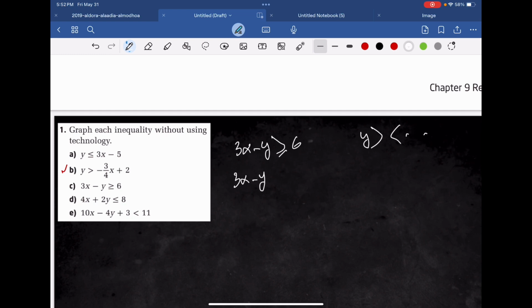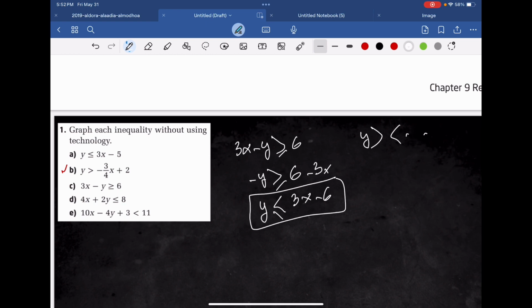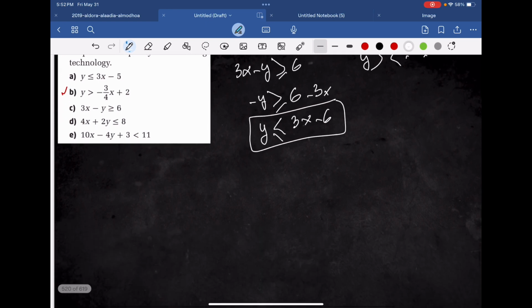minus y is greater or equal than 6 minus 3x. This means that my y is less or equal than 3x minus 6. So this is the equation you need to draw. So let us draw that.